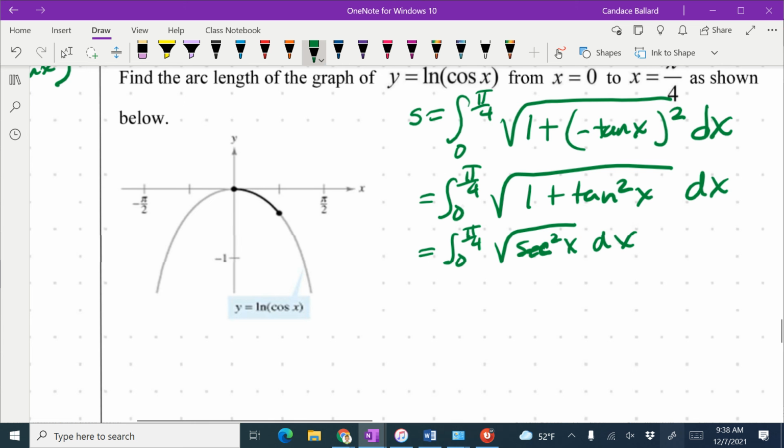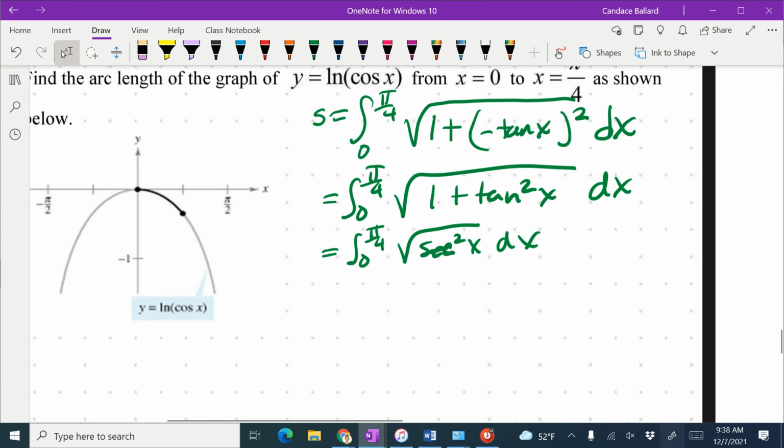I'm going to zoom in so it's a little bit bigger for you. Okay. Can't I take the square root of secant squared? Yeah, what's that? Isn't it just secant? Just like the square root of x squared is just x.